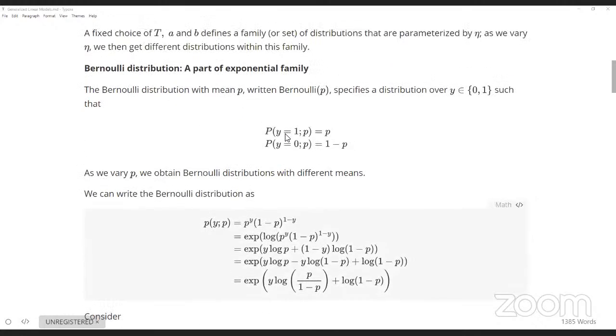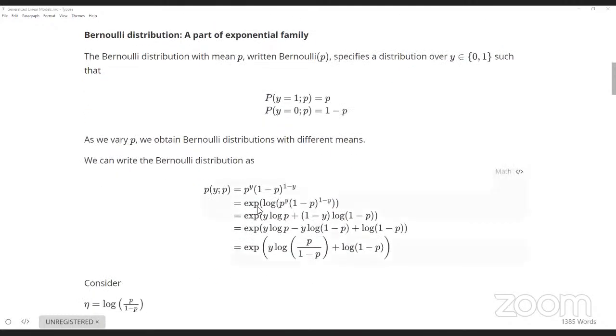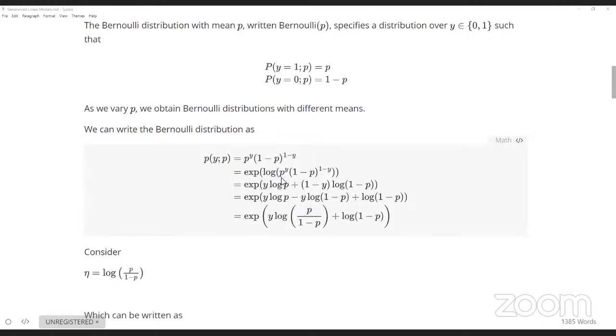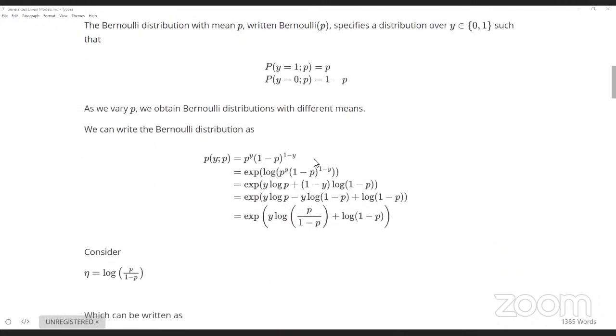Now we will do some manipulation to bring this expression into this kind of form. The form is what? e raised to power something, right? To bring it into this form, I will take log and then exponential, just to make sure that it comes into e raised to power something. It's just mathematical manipulation to bring it into the same form. Now if you look at this, it becomes y log p plus (1 minus y) log (1 minus p). Now we have to make sure that one term becomes a function of eta and one becomes a function of y, multiplied by some function of eta.